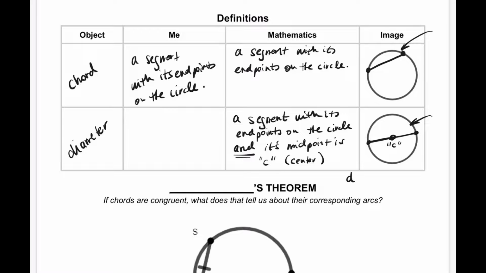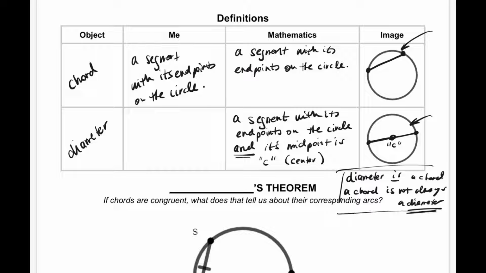Let me say something like this. You ever heard a rectangle is not a square, but a square is a rectangle, right? A diameter is a chord. But a chord is not always a diameter. It could be, but it's not always a diameter. Okay, you don't have to write that down. You just have to think of it. Remember it like this, right?